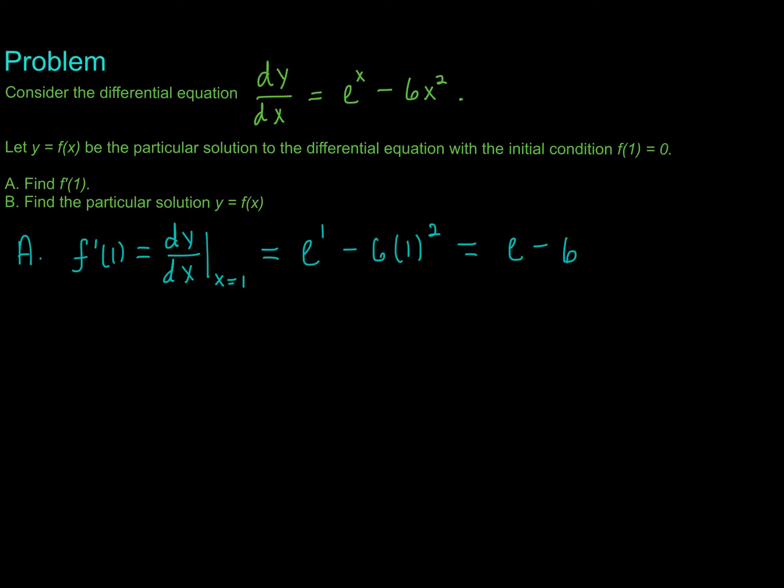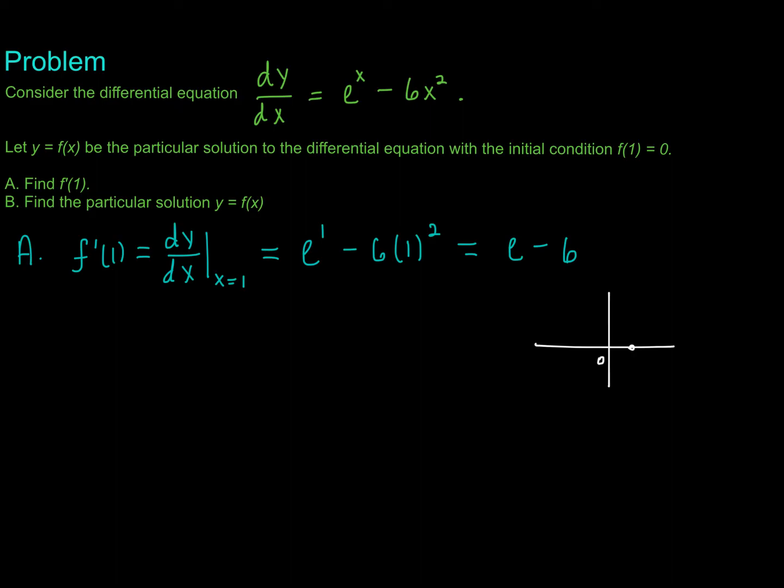Notice, of course, that f prime of 1 is simply my derivative, dy dx, evaluated at x equals 1. And doing so, e to the 1 minus 6 times 1 squared is e minus 6, which is going to be somewhere around negative 3. And that, of course, means that the slope of my function, my particular solution, y equals f of x, is actually negative 3-ish at that point x equals 1.